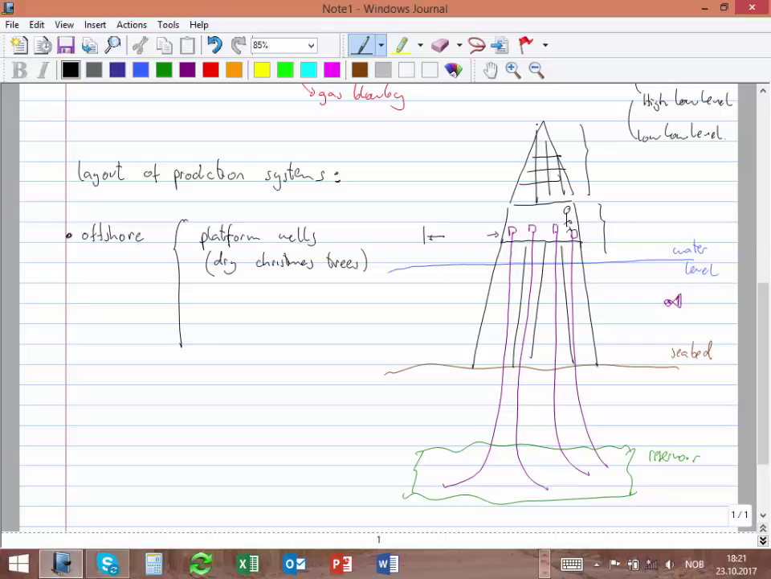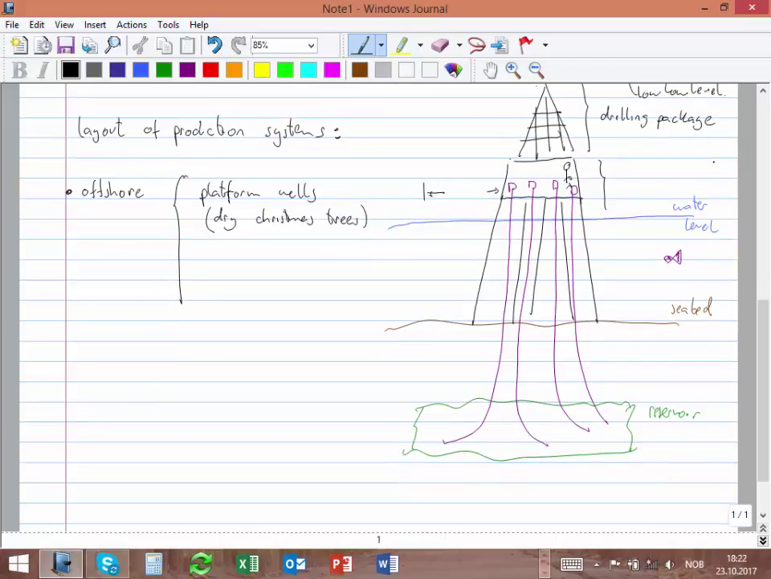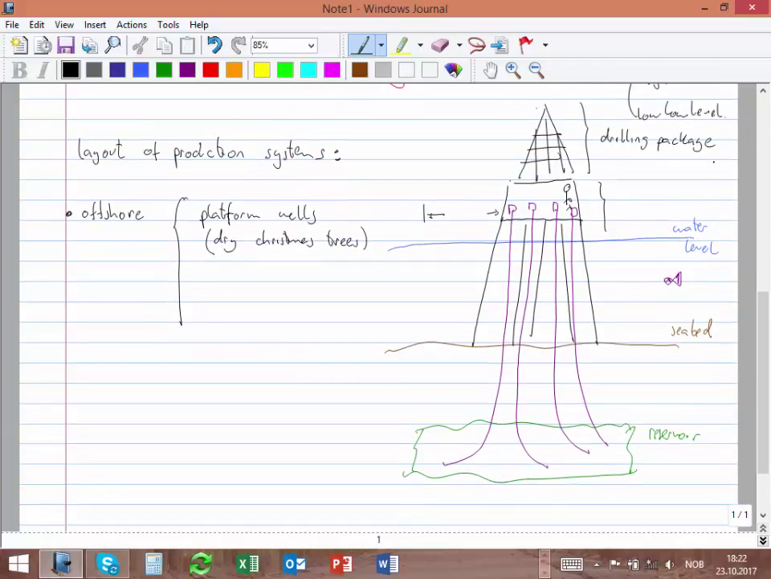So sometimes what I do is, that's called the drilling package in a platform. Sometimes I can also make platforms without the drilling package.